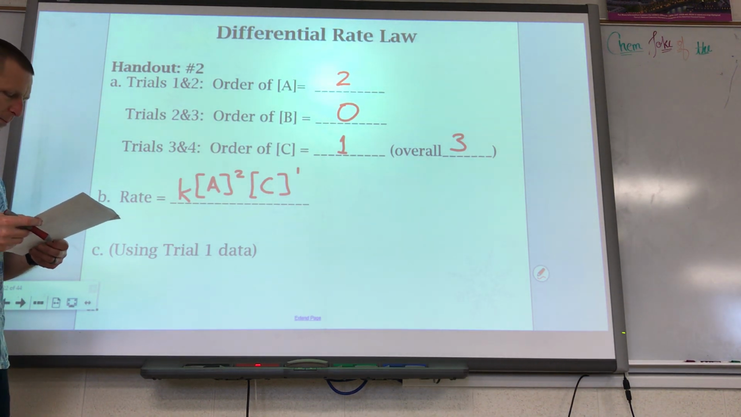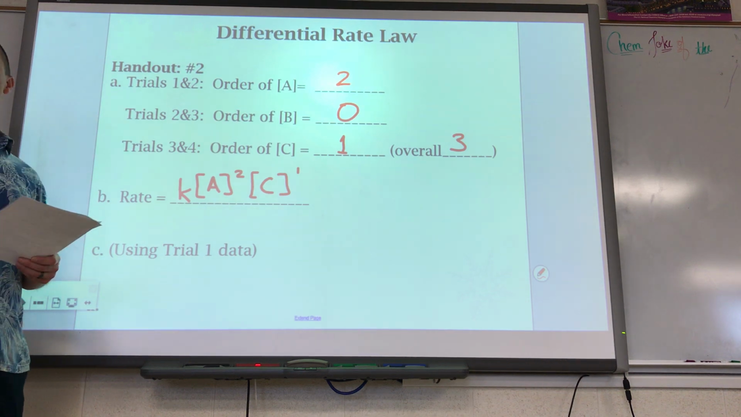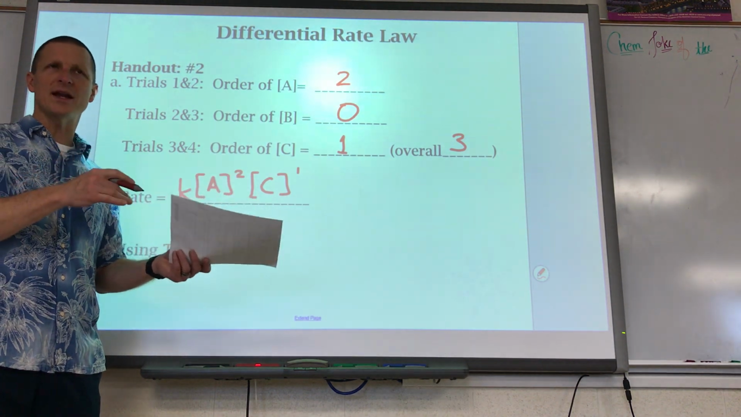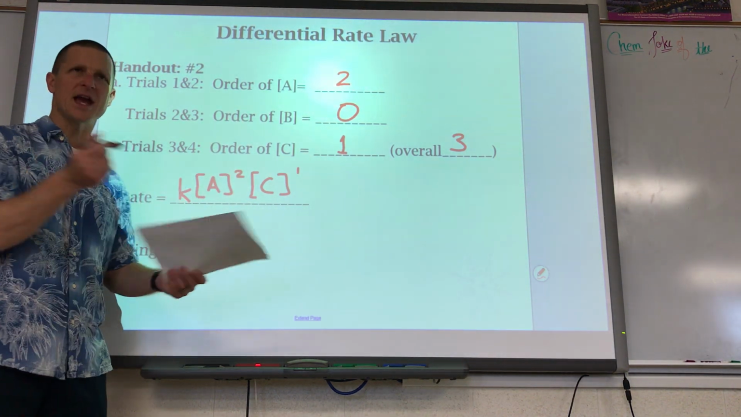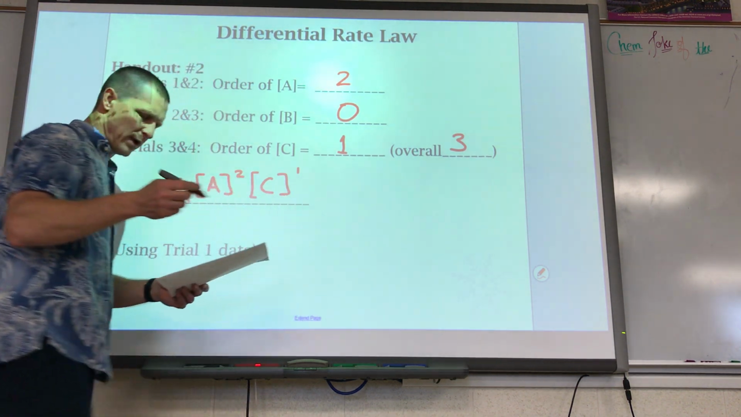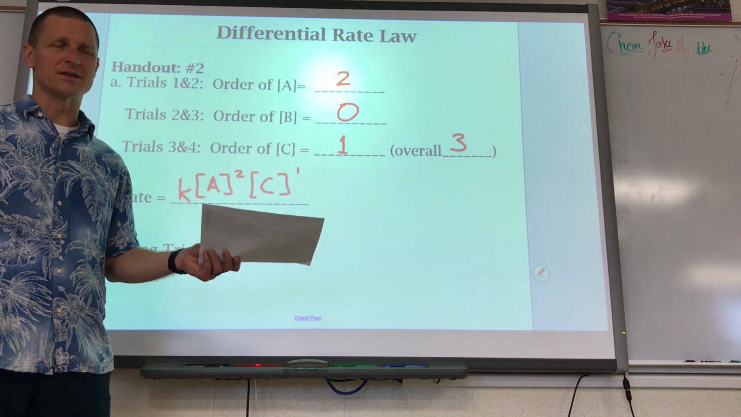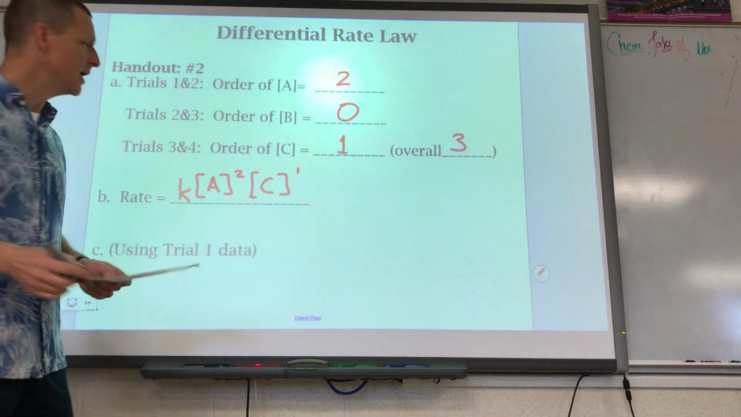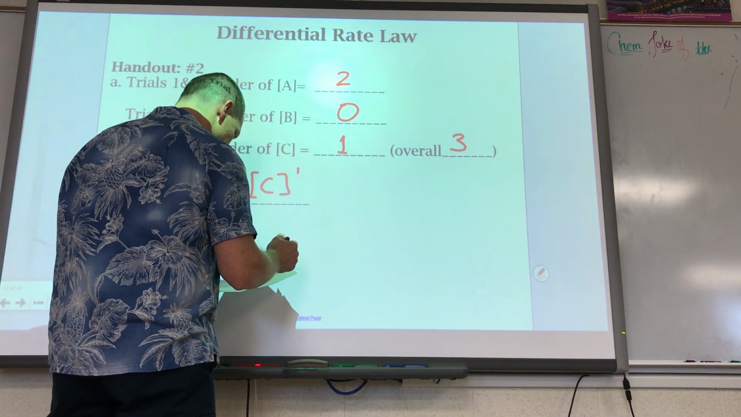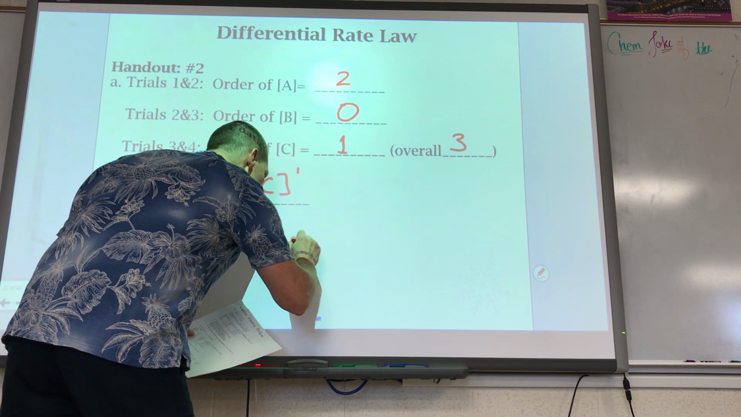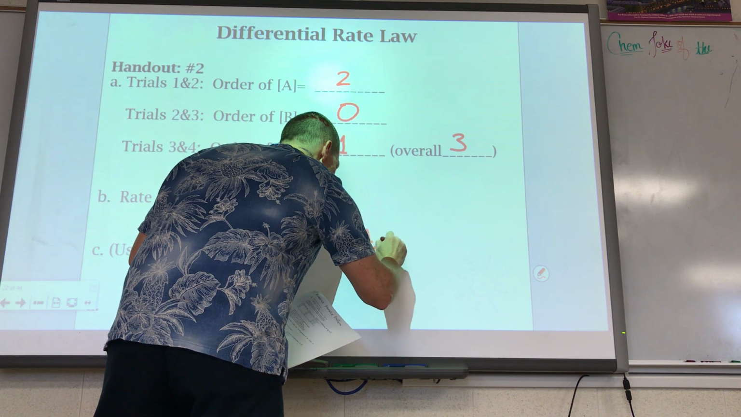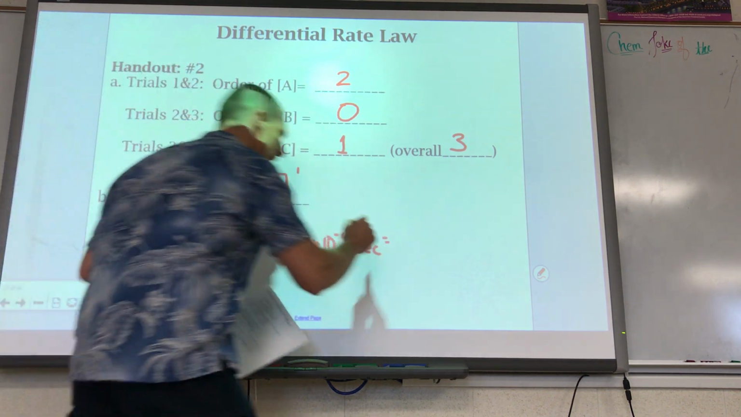Now, for part C, calculate K. I showed you yesterday how to calculate K. Calculating K is really easy. Just choose one of the trials and plug the rate and the concentrations into it. The only thing you won't know is K, so you solve for that. I always look for the trial that has the numbers that look the simplest. In this case, I'm going to choose trial 1 because all the concentrations are 0.1. So the rate is 2.5 times 10 to the negative 4th molarity per second. And that's equal to K.